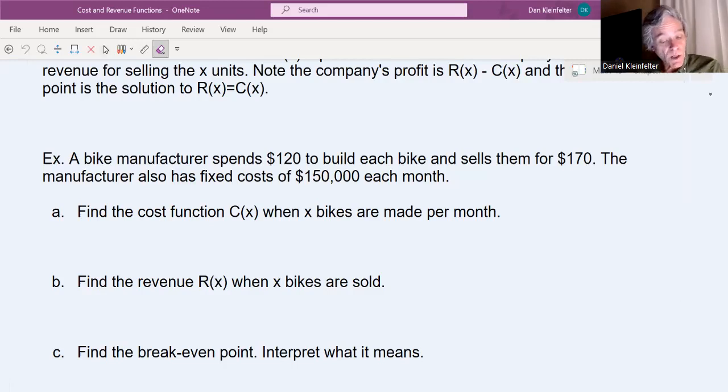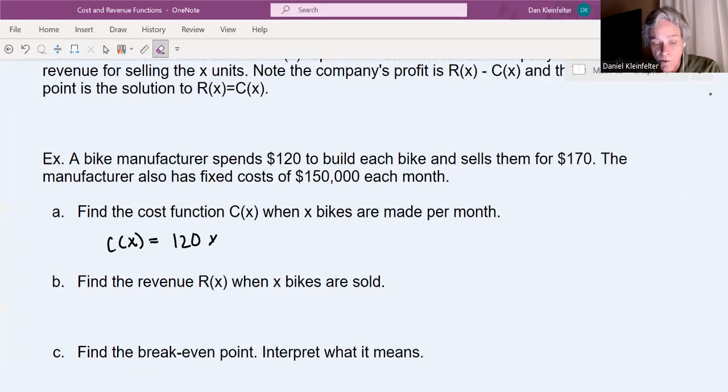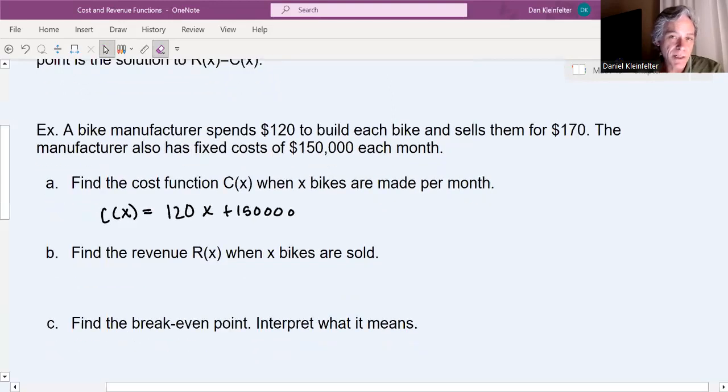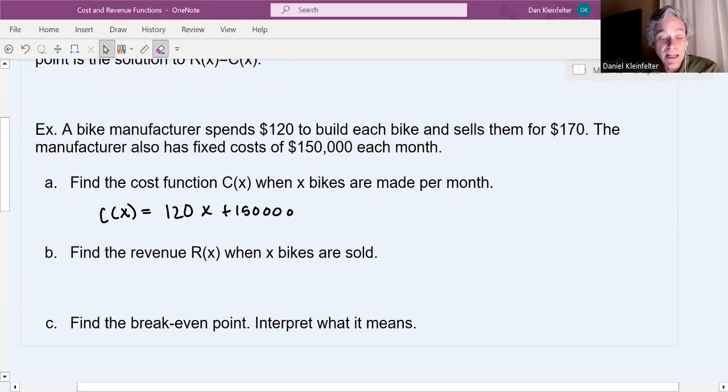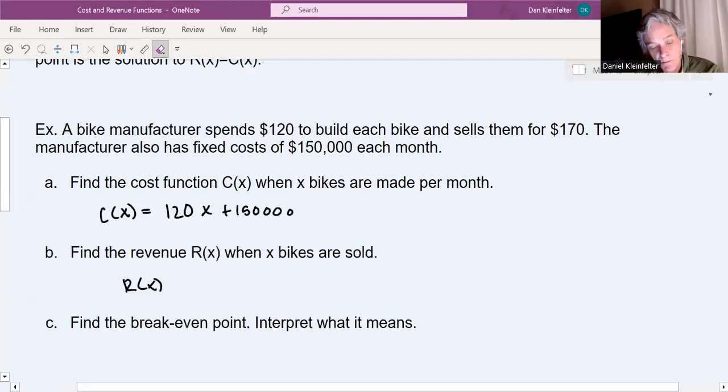Okay, so we're going to first find the cost function C of X when X bikes are made per month. So C of X is going to be, it says $120 for each bike. So it'll be 120 times X. And then we have to add on to that the fixed costs, which were 150,000. That's going to be the cost to produce X bikes in a month. $120 per bike plus the $150,000 of fixed costs. Next, we want to find the revenue when the X bikes are sold. That's going to be R of X. And the bikes are sold for 170, so that'll be 170X.